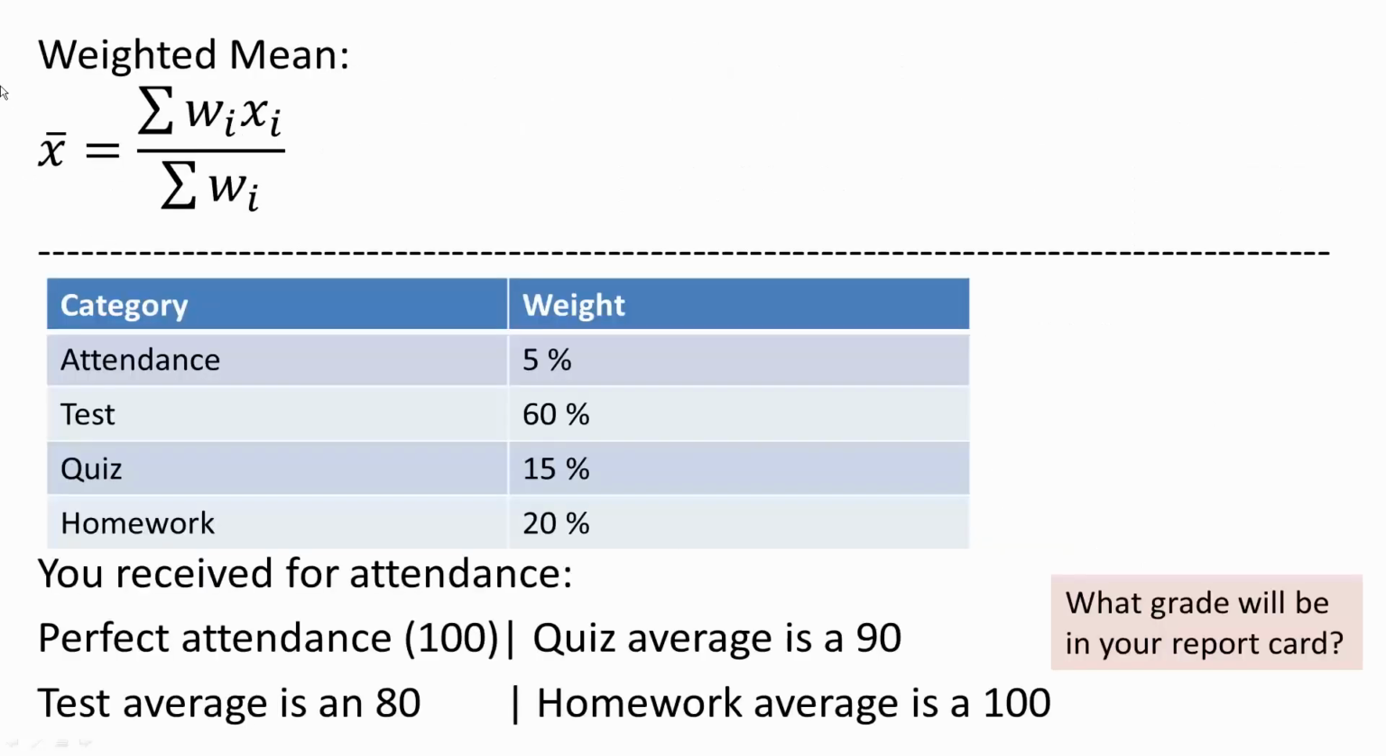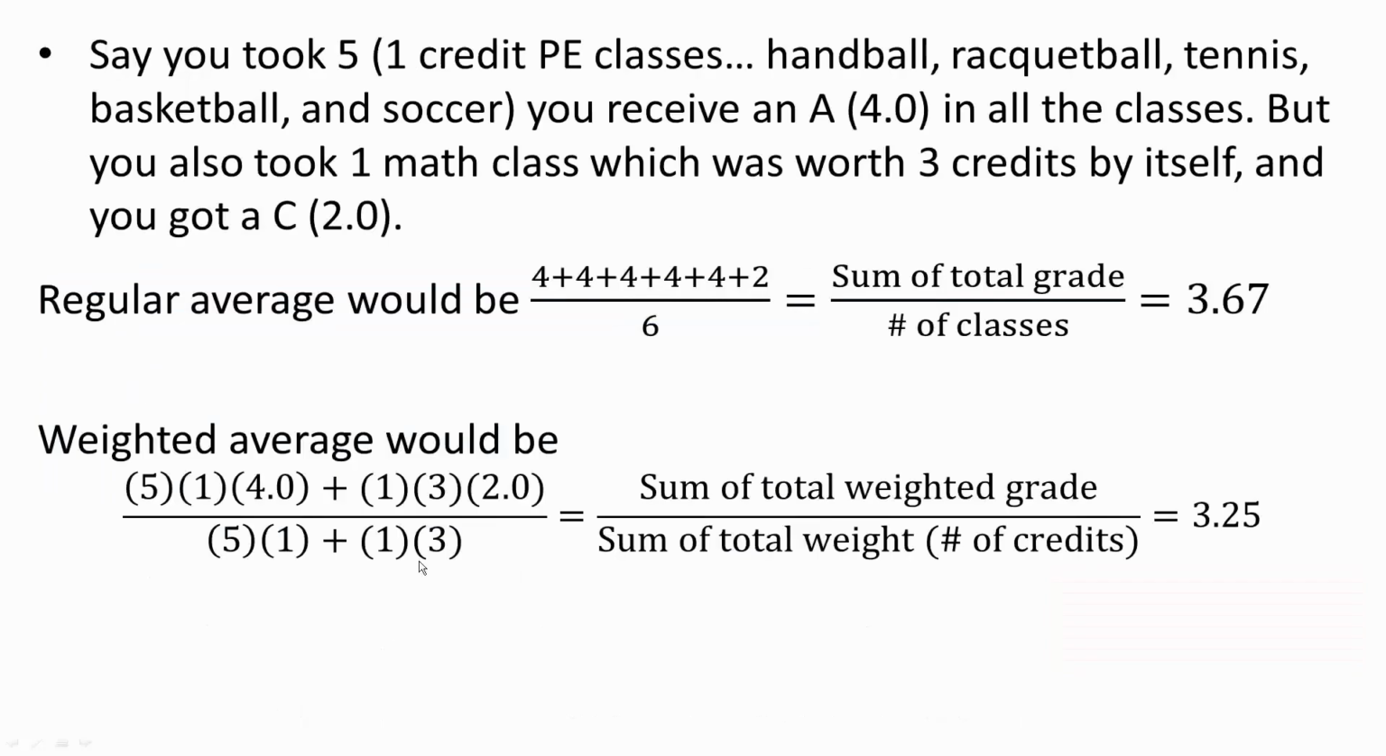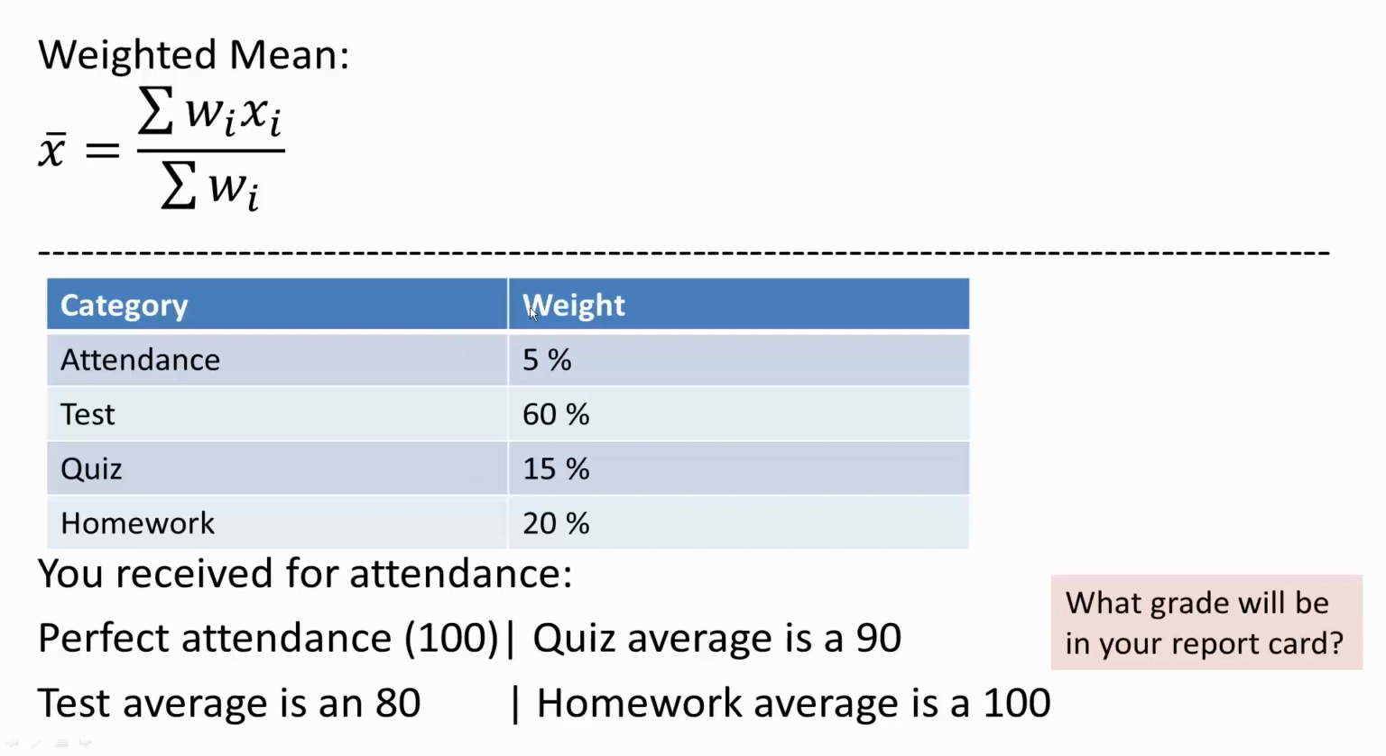So this right here is the standard formula for weighted mean, which we did use when we calculated here. So let's do another problem. You're in school and your grades are determined by attendance, test, quiz, and homework. These are the categories. The weight for attendance is 5%, test is 60%, quiz is 15%, and homework is 20%.